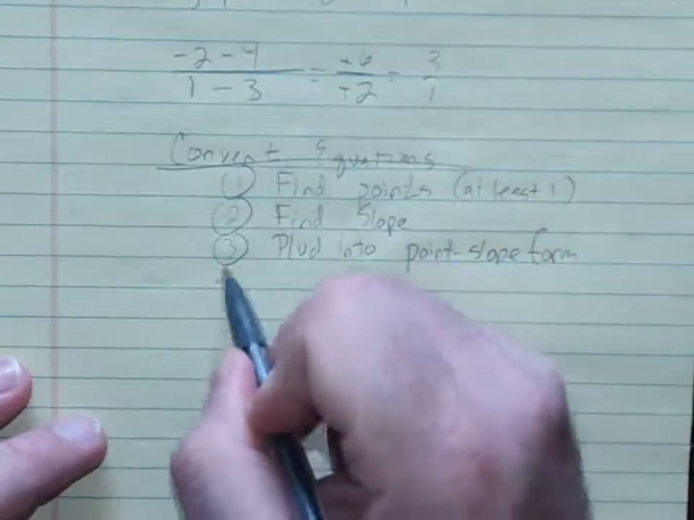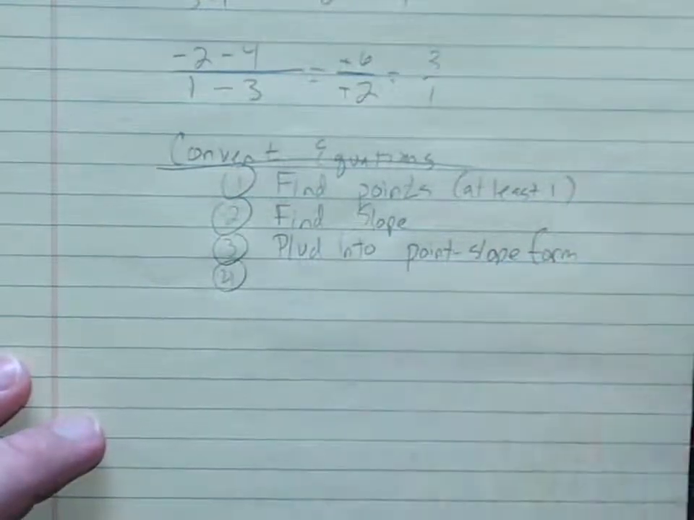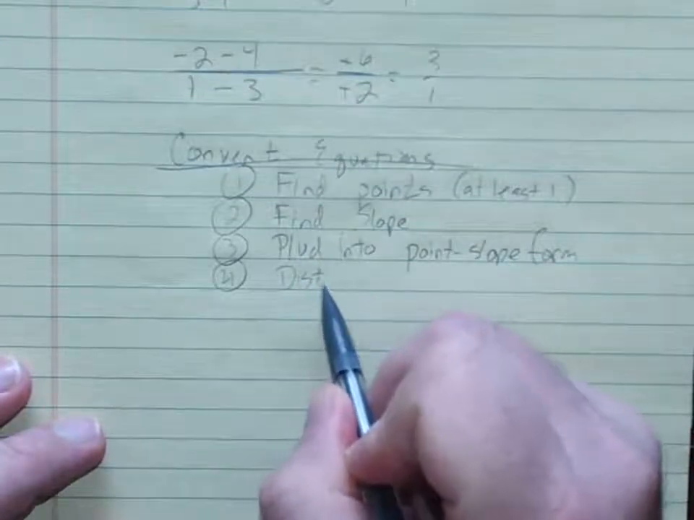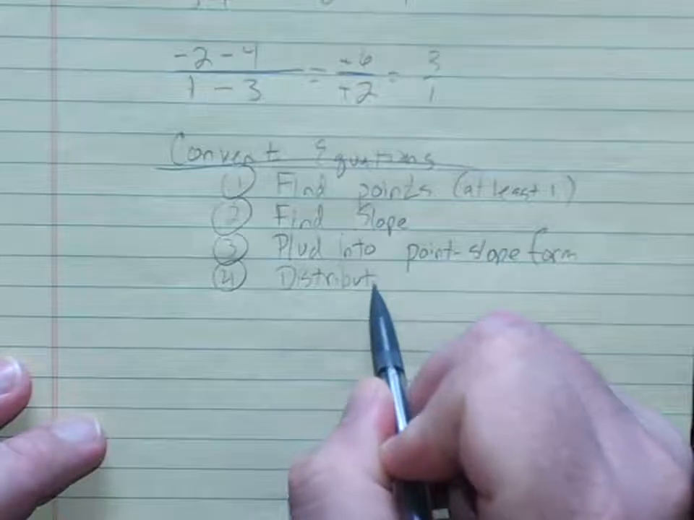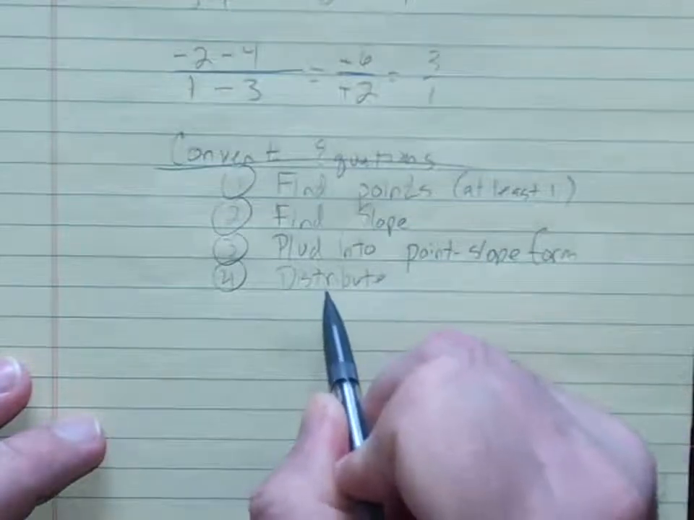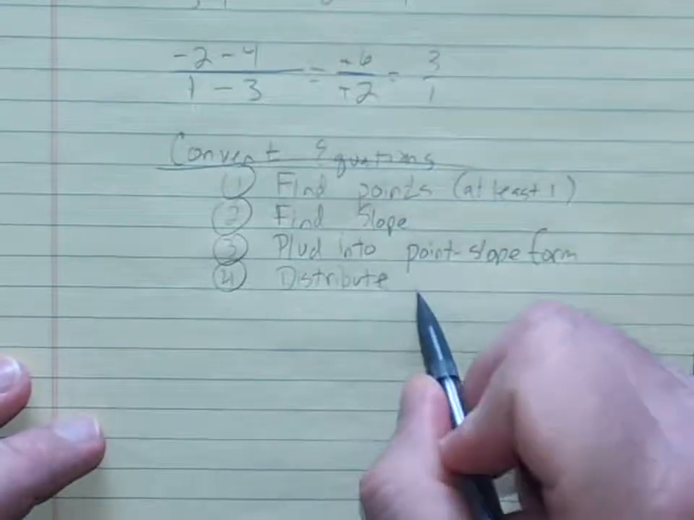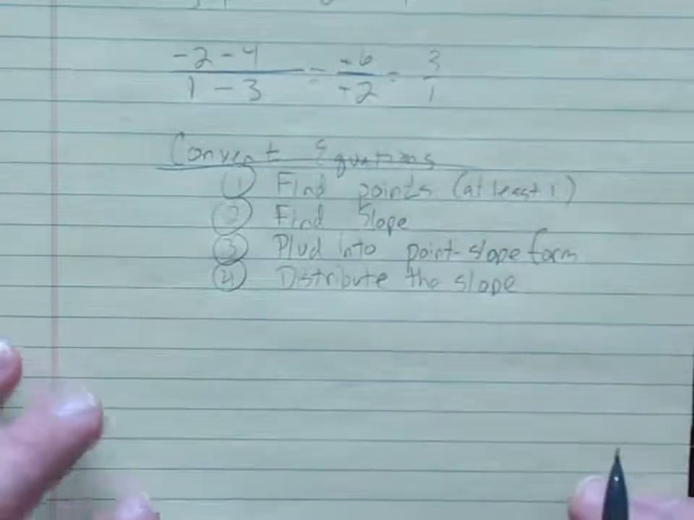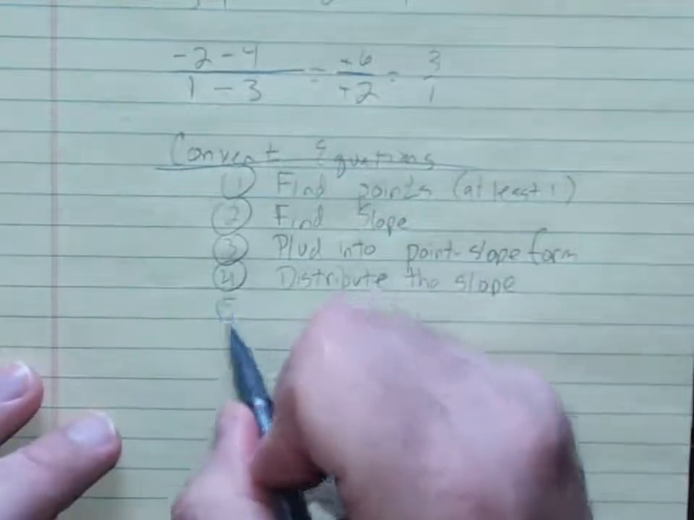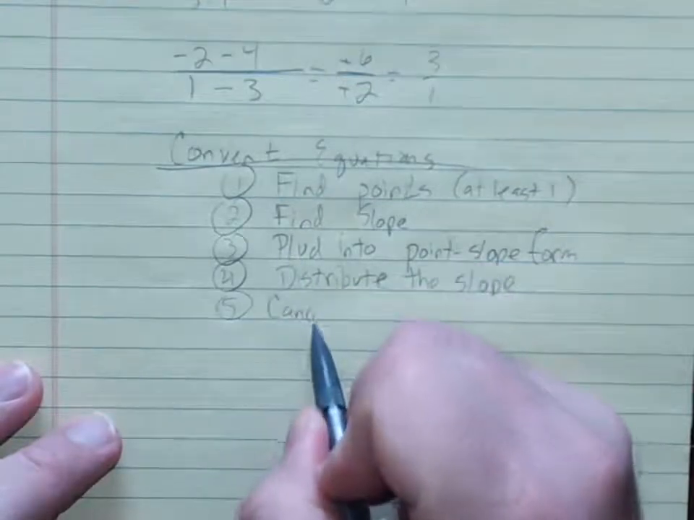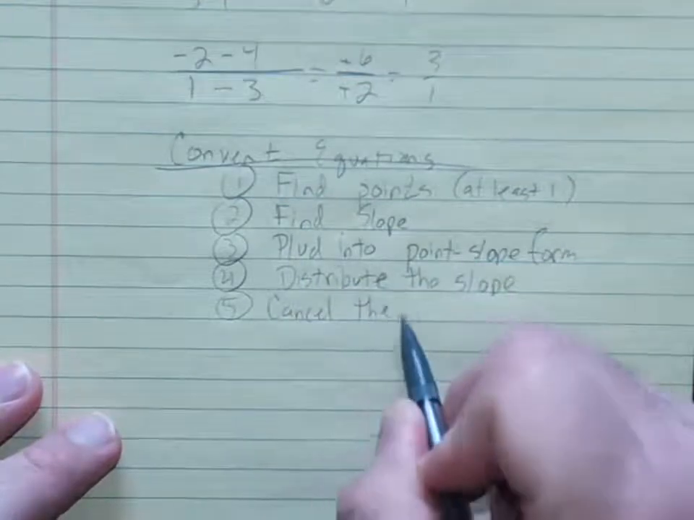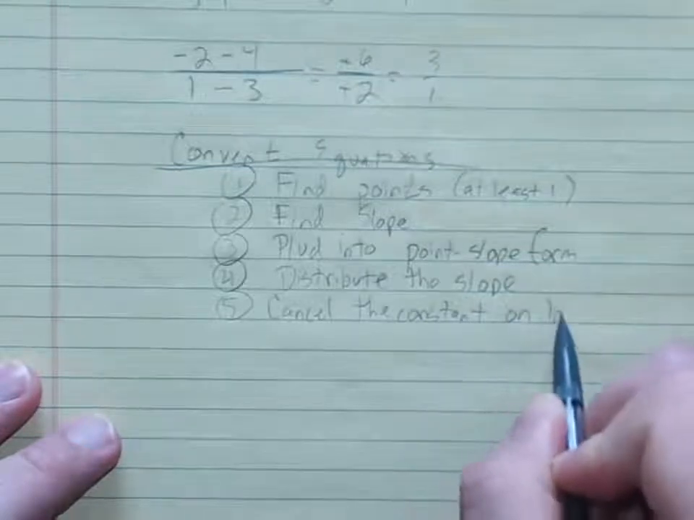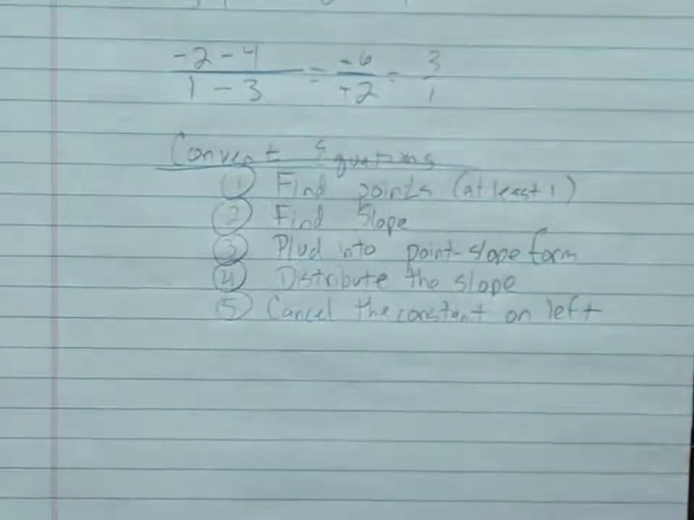So the next thing you're going to do when you're switching equations is distribute the slope. Distribute. I can spell distribute: D-I-S-T-R-I-B-U-T-E. Distribute the slope. That's going to happen no matter what. And then the last thing that you'll do is cancel the constant on the left. Always, every single time.